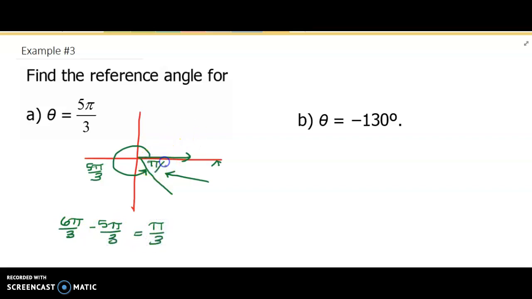A lot of you guys are going to have more difficulties doing radians than you are degrees. You're going to have to struggle through it a little bit and it'll get easier.